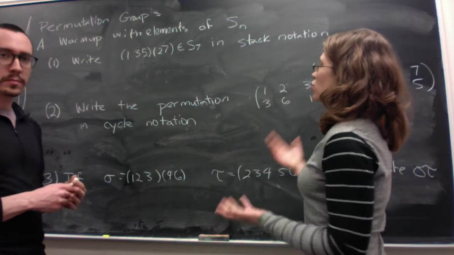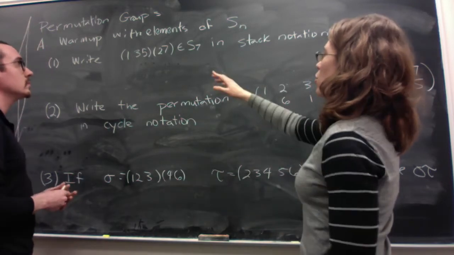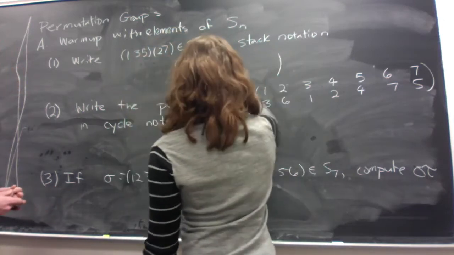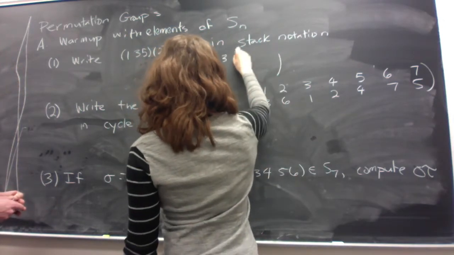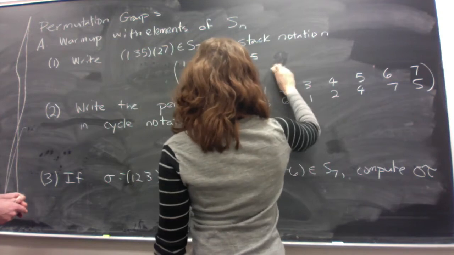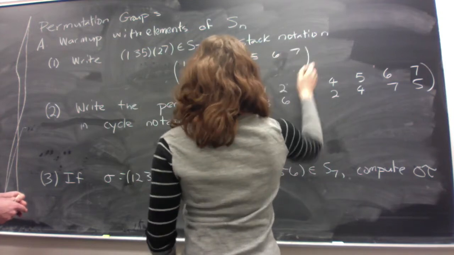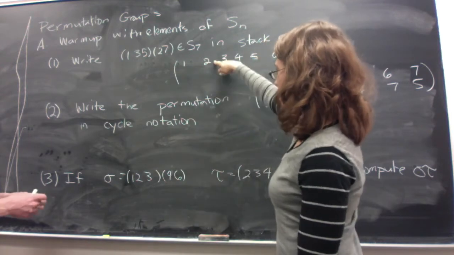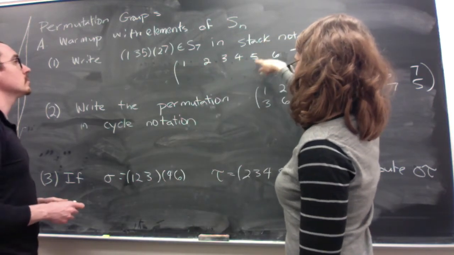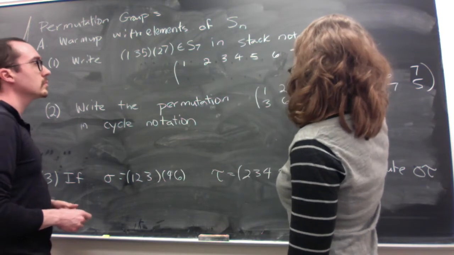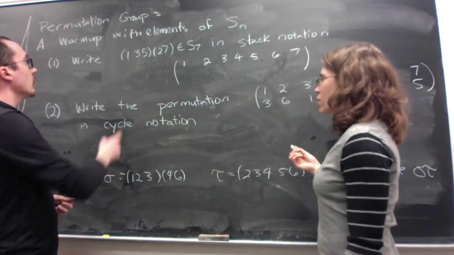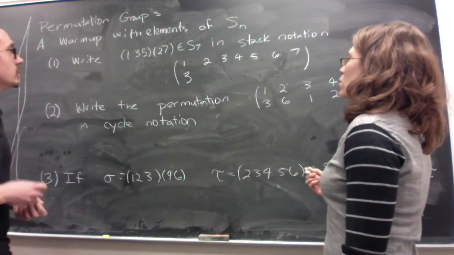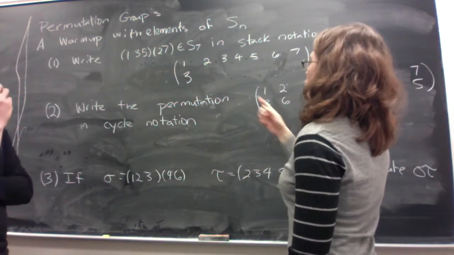So what we want to do is observe where each of the elements go. What this stack notation means, 1, 2, 3, 4, 5, 6, 7, is it says 1 goes to whatever's here, 2 goes to here, 3 goes to here, 4 goes to here, 5 goes to here, 6 goes to here, 7 goes to here. So where does 1 go? Well, the cycle says that 1 goes to 3, is what the cycle notation means. Great. And then where does 2 go?